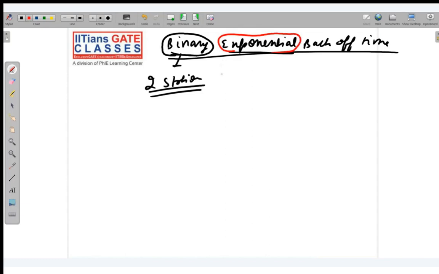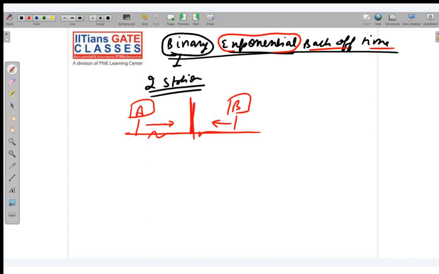Back off time. Okay, now let me tell you these things. For example, say this is station A and this is station B. Both try to send data at the same time. Obviously collision will occur. It will send data here, it will send data here, so collision will occur at the first place. So in the 0th attempt, collision occurs. Why am I calling it the 0th attempt? Because the moment it thinks about sending data, it will send it.